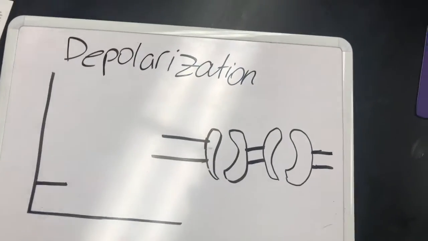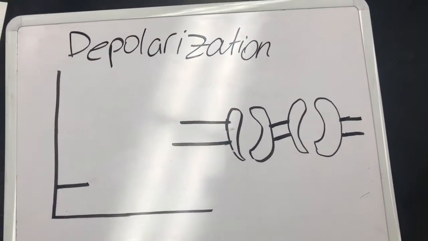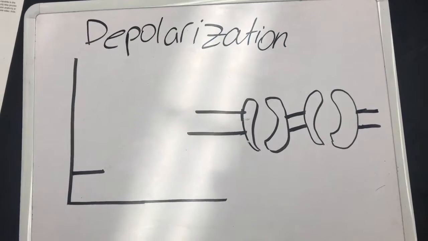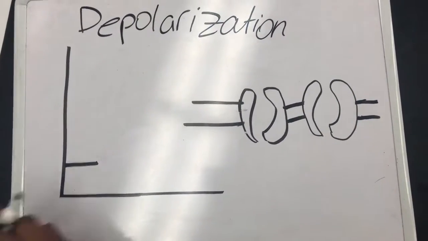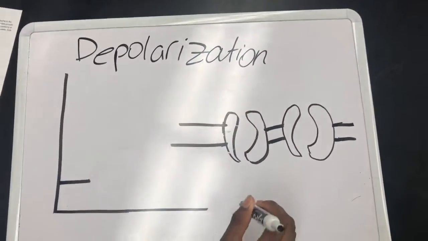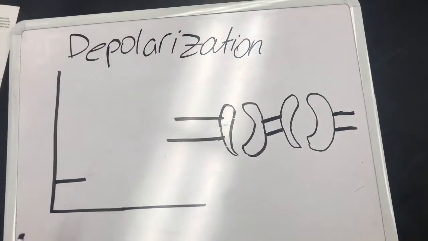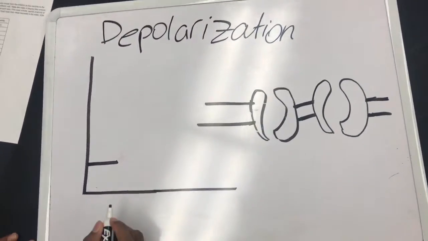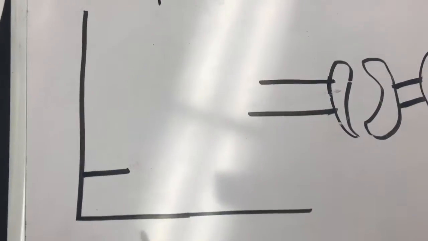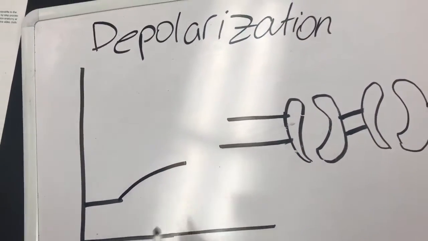Depolarization is a change in a cell's membrane potential, such as the inside of the membrane is made less negative relative to the outside. So the outside, in our example, is more positive than the inside, which is more negative. And then in the graph, you can see that the membrane potential increases a little bit like that.